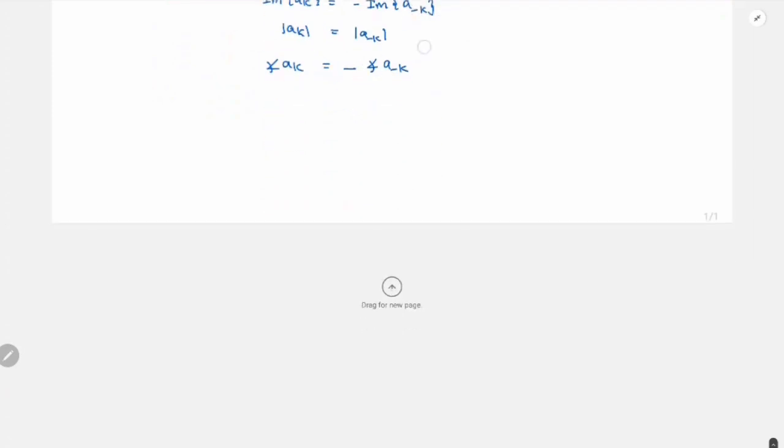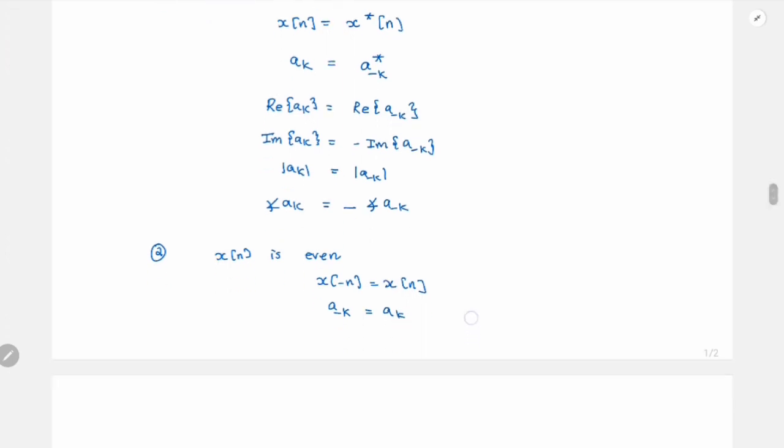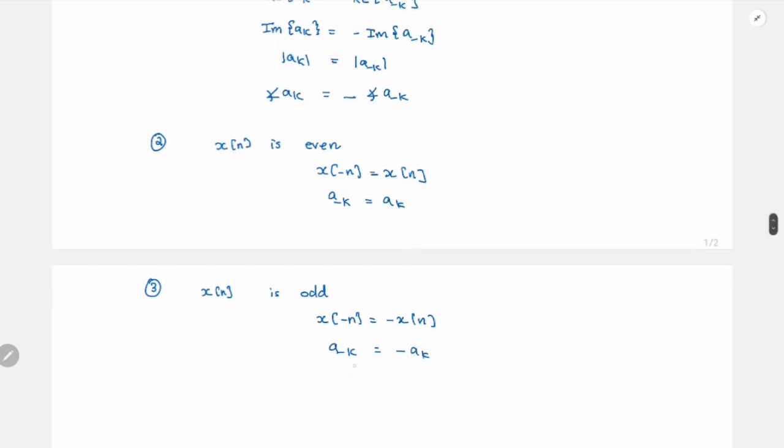Then we can also see, if x[n] is even, we have x[-n] equal to x[n], so a_{-k} is equal to a_k, correct? If x[n] is odd, we have x[-n] equal to minus x[n], or a_{-k} equal to minus a_k, or a_k equal to minus a_{-k}.